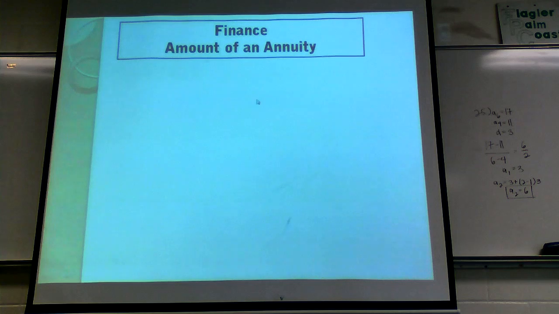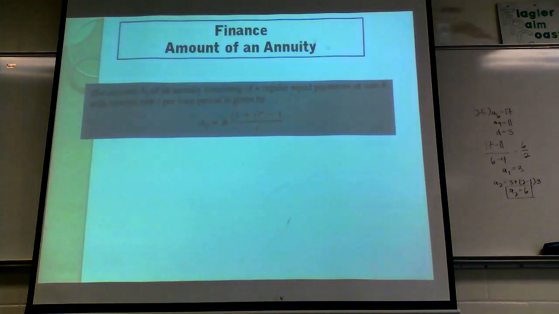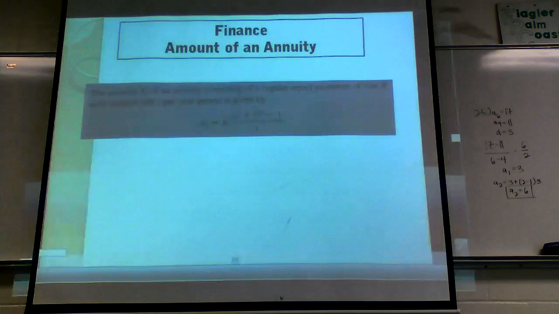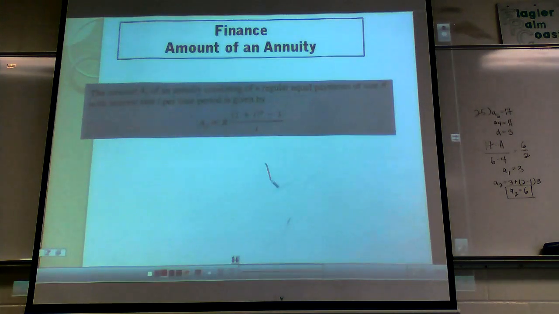And this is the amount of an annuity. By this formula, guys, in the book, it's page 849. Know the page because when you do the work tonight, you're going to have to go back to it anyway. So this is on page 849.